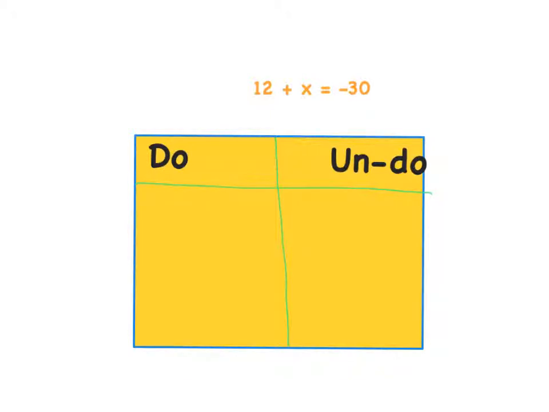Let's look at another equation. 12 plus x equals negative 30. I have my box with my columns labeled do and undo. What am I doing to the variable in this equation? In this equation, I am adding 12. To undo that, I would be subtracting 12.